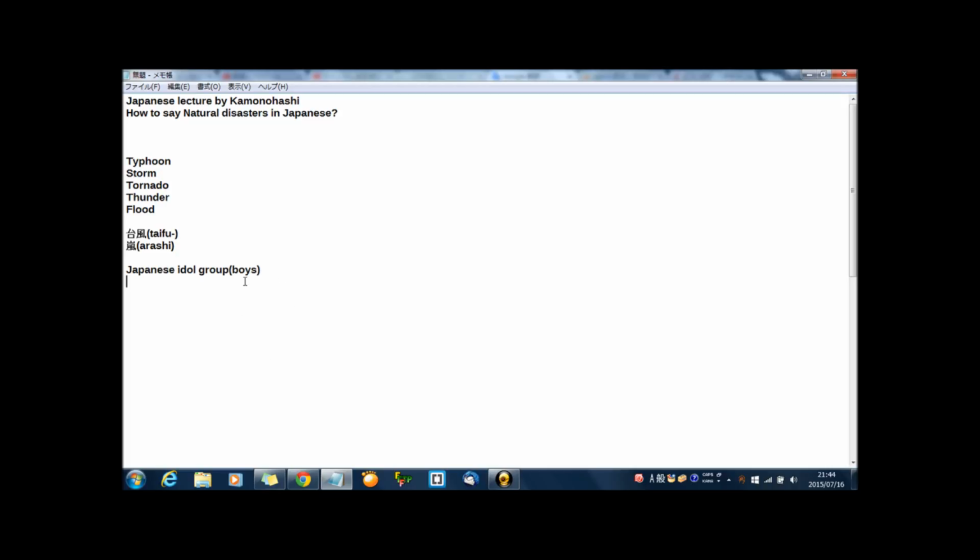Do you like the Japanese idol group Arashi? Their popularity is just like a storm. They are very popular in Japan too. How about in your country?